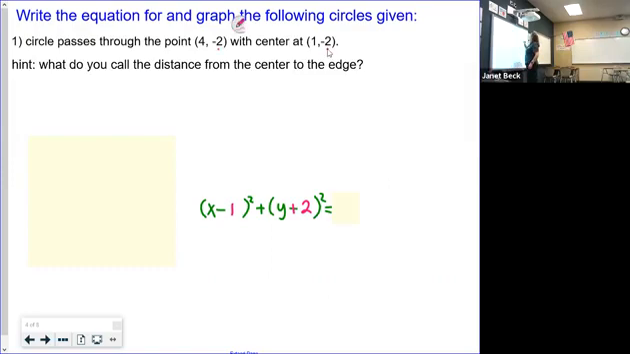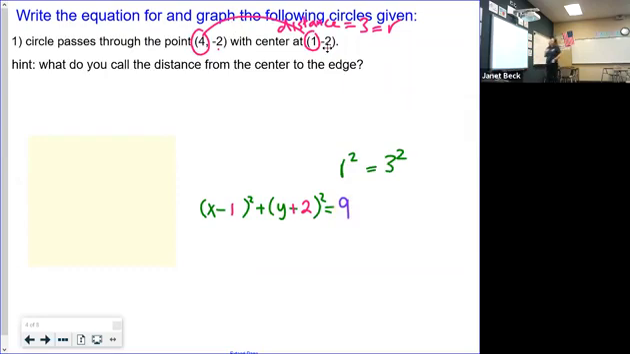Here to here, there's no change. Going from here to here, the distance is 3. And that is from the center to the edge. So that's our radius. So our radius squared is what we need to put in here. So we're going to put in 3 squared.